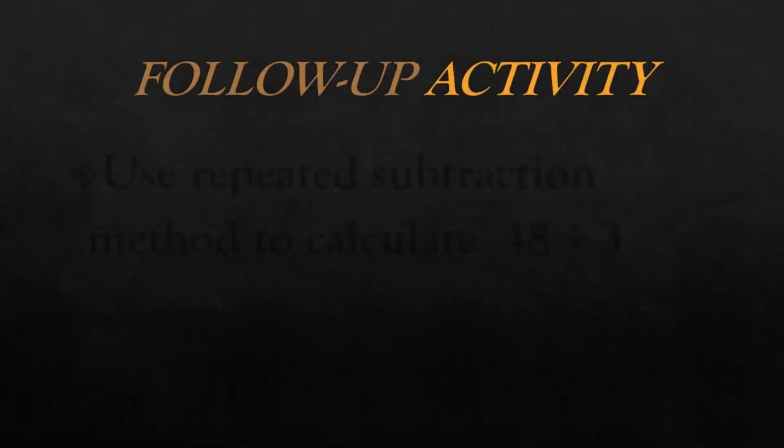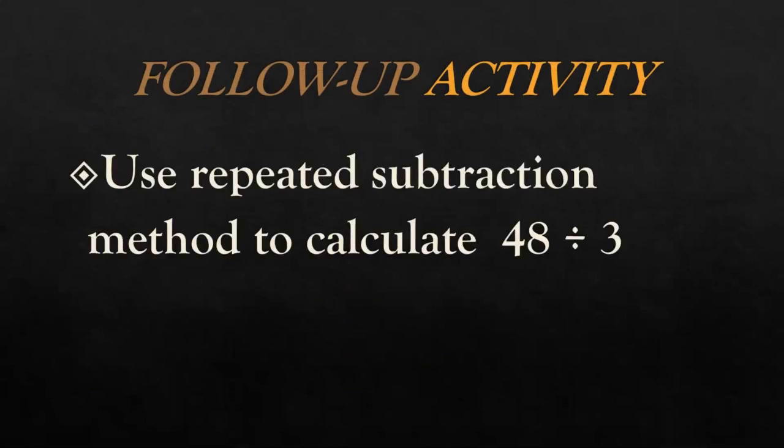Okay. Next comes a follow-up activity for you. Use the repeated subtraction method to calculate 48 divided by 3. So just try this. Like how we did in the previous question, follow those steps and find the answer. Do this in your math note and share it through Class Dojo.